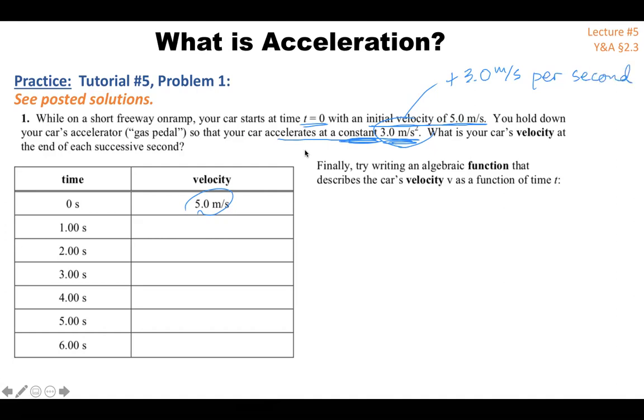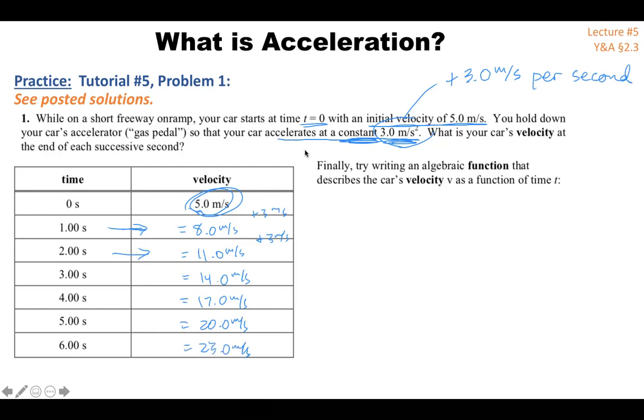So this is a sort of addition we don't need a calculator for. We can just do this in our head. After 1 second has passed, we need to add an additional 3 meters per second, and that will equal 8 meters per second. And after another second goes by, we'll add another 3 meters per second, and this will equal 11. And so on.